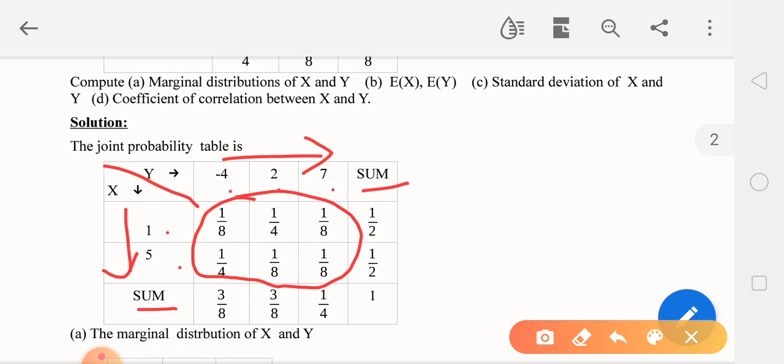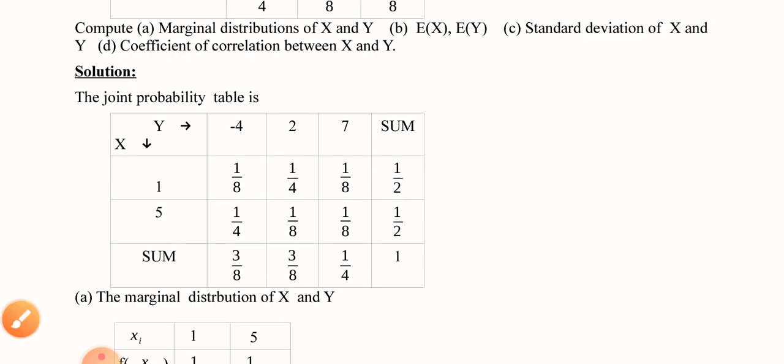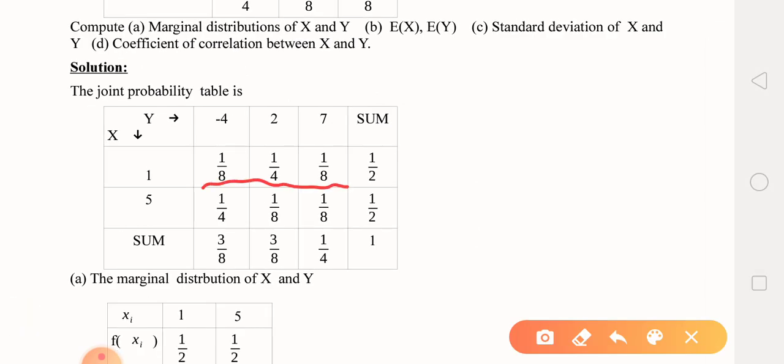If you add these probabilities, say 1 by 8 plus 1 by 4 plus 1 by 8, you will get half. So this is the probability corresponding to x equal to 1. If you add the second row of probabilities, you will get half. It is the probability corresponding to x equal to 5.